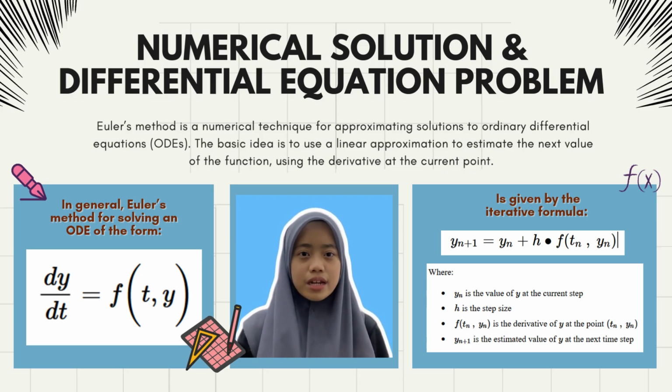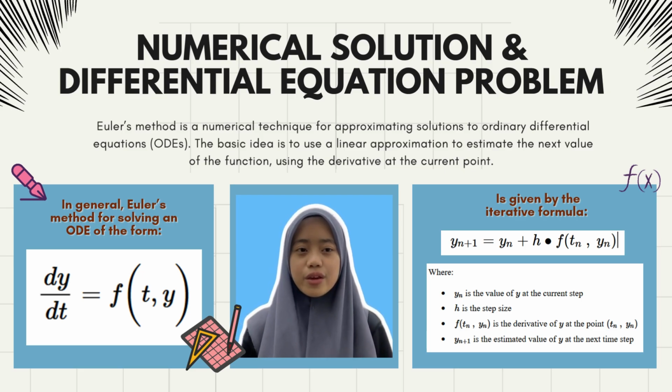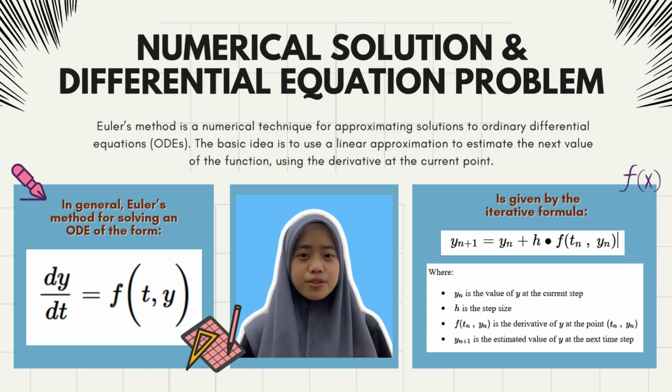This describes the rate of change of y with respect to t. On the right, we have Euler's iterative formula: Y_{n+1} = Y_n + h times f(t_n, y_n). This is the heart of Euler's method, showing how we use the current value of y, the step size h, and the derivative f(t_n, y_n) to estimate the next value.